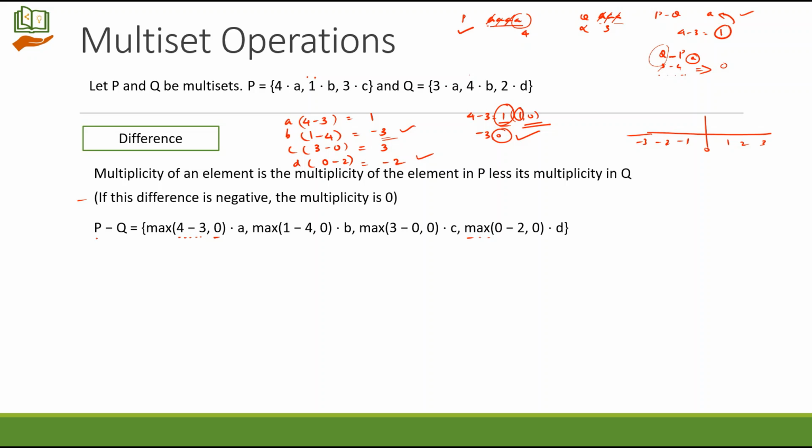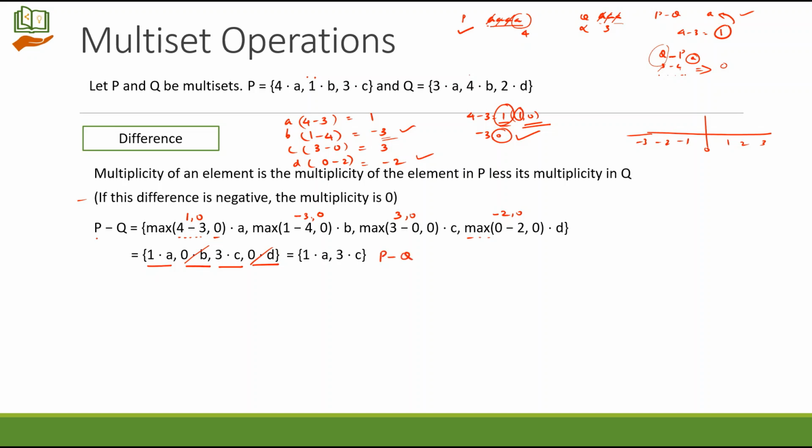So 4 minus 3 comma 0, this is 1 comma 0, which will give you 1 into A. Then this is minus 3 comma 0, which will give you 0 into B. Then this is 3 comma 0, which will give 3 into C. And this is minus 2 comma 0, which will give 0 into D. So remove the 0 occurrences here and place only the positive digits. 1 into A, 3 into C will be the difference result of P and Q. This is for P difference Q.